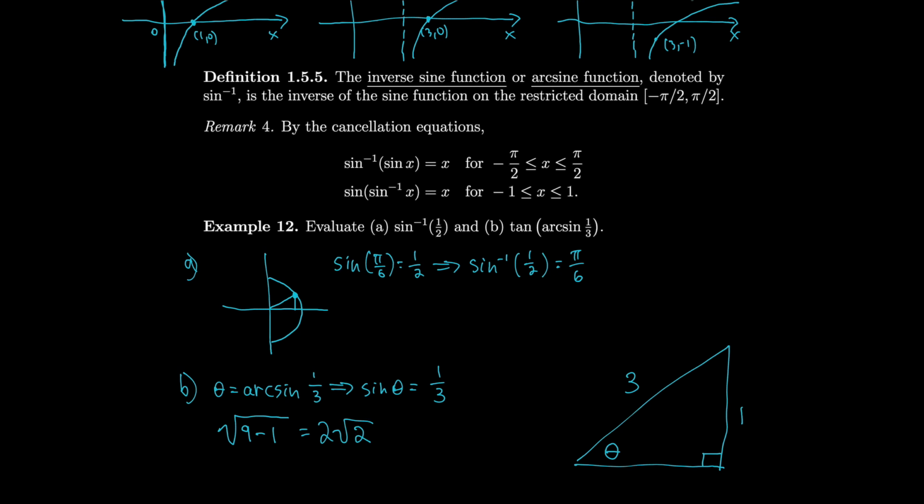Okay, so that means that the tangent of arcsine of 1/3 is equal to tangent of theta, which is opposite over adjacent. We said that this is 2 radical 2, so it'll be 1 over 2 radical 2.